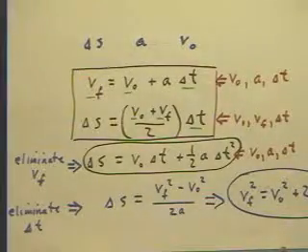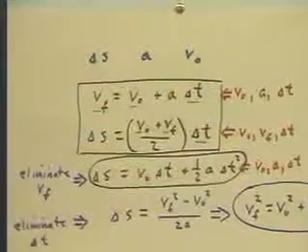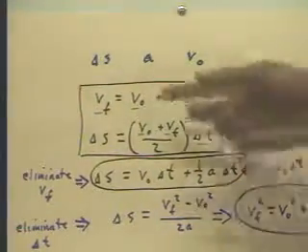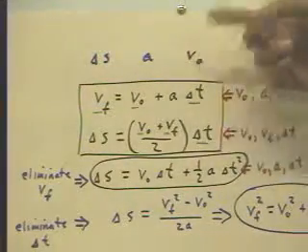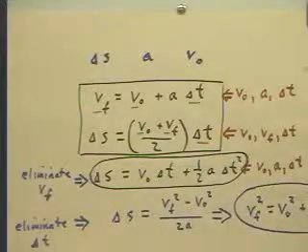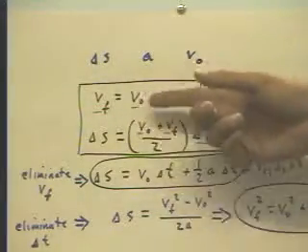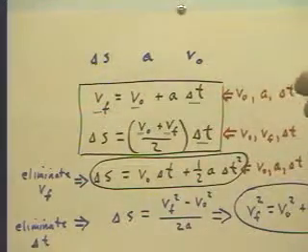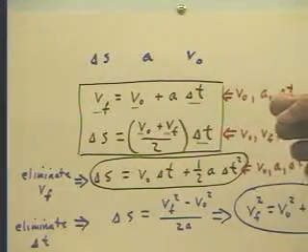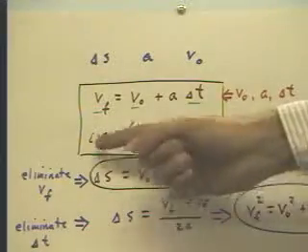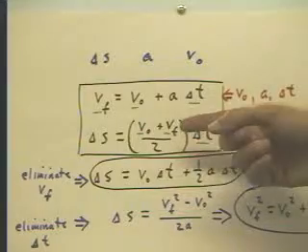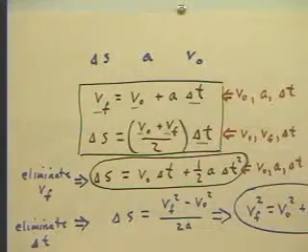We now want to look at the situation that we had near the end of the last class, where we had delta S, A, and V naught and couldn't go anywhere with it. We did say at that point that if we take the two most fundamental equations and eliminate delta T from between the equations, we're going to have an equation in what? Delta S, V naught, VF, and A.